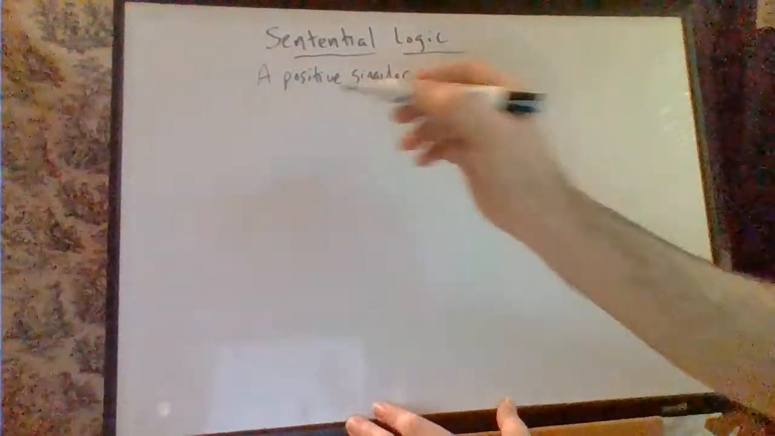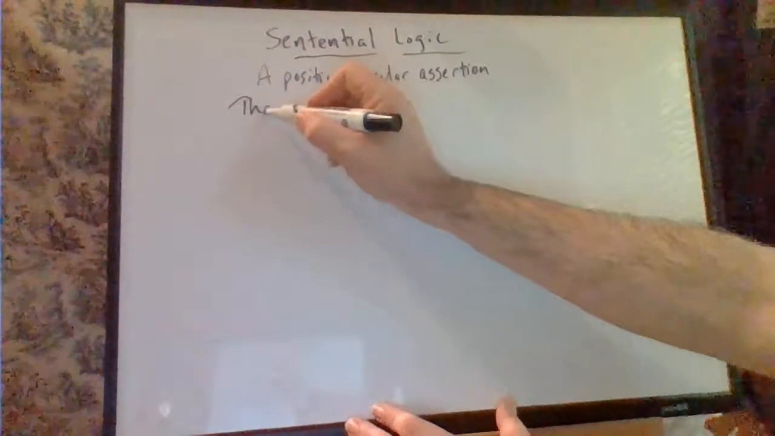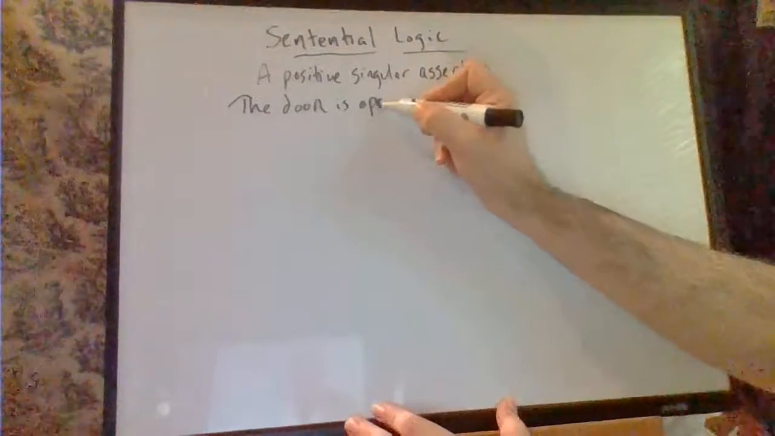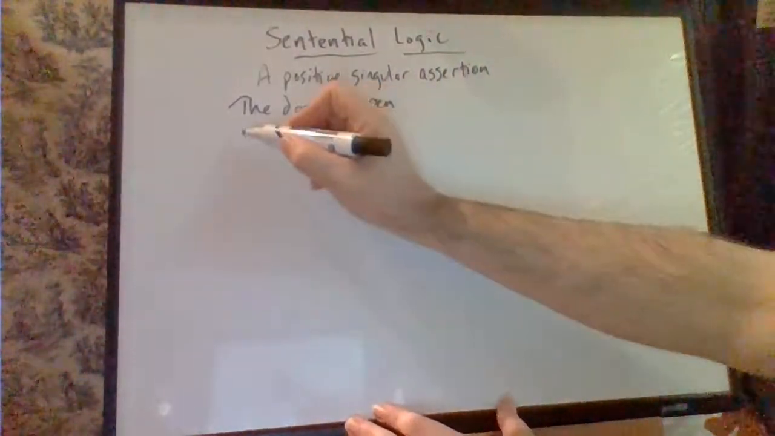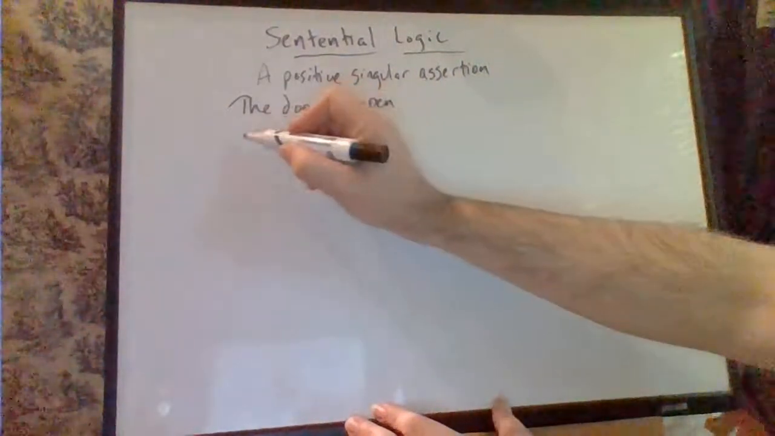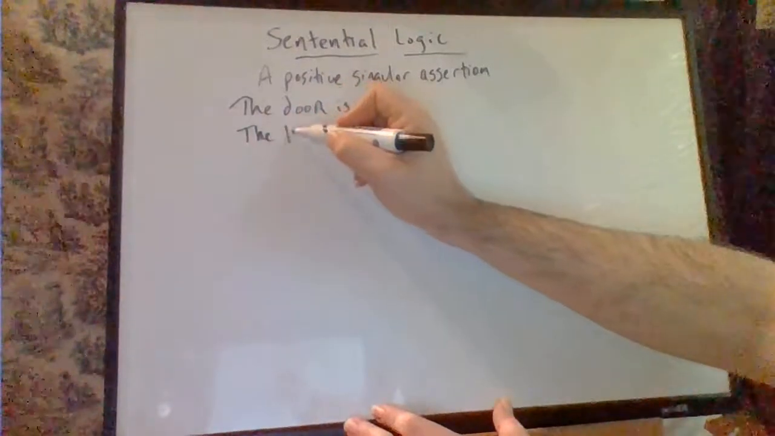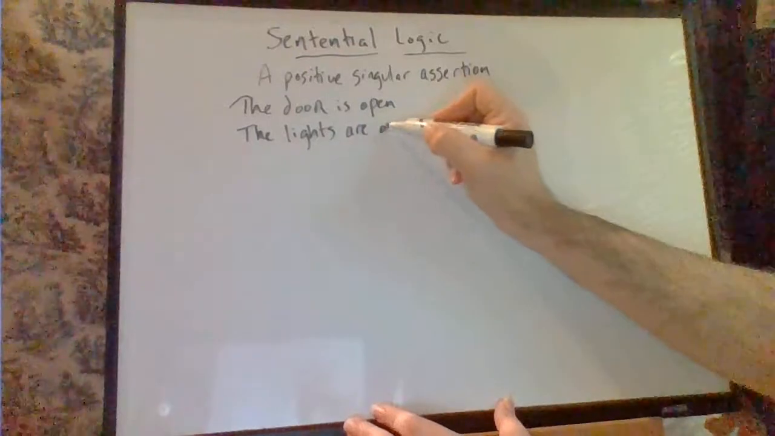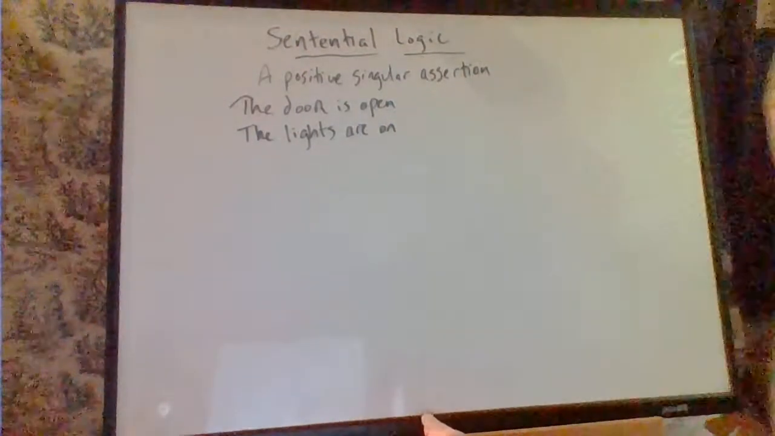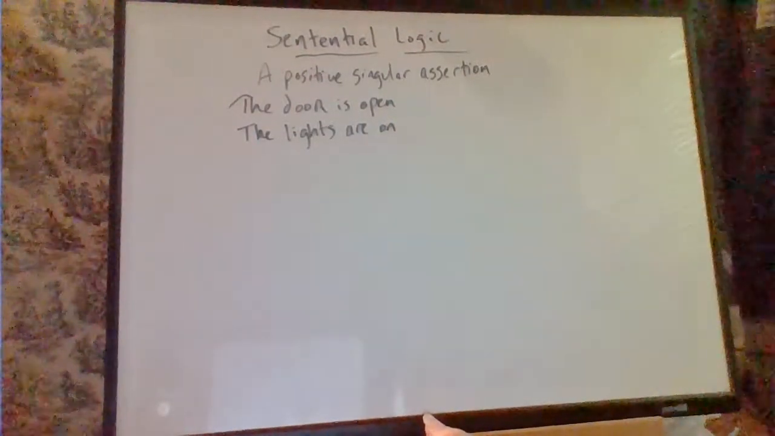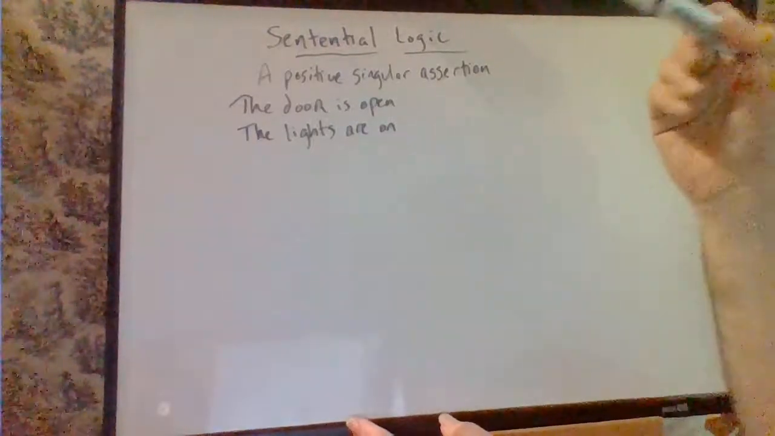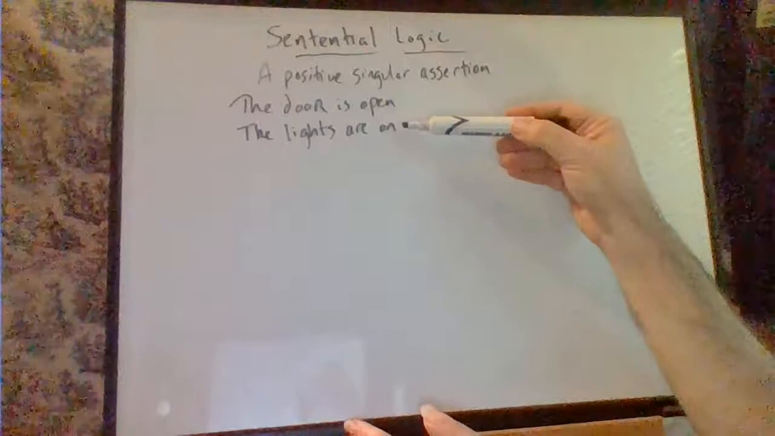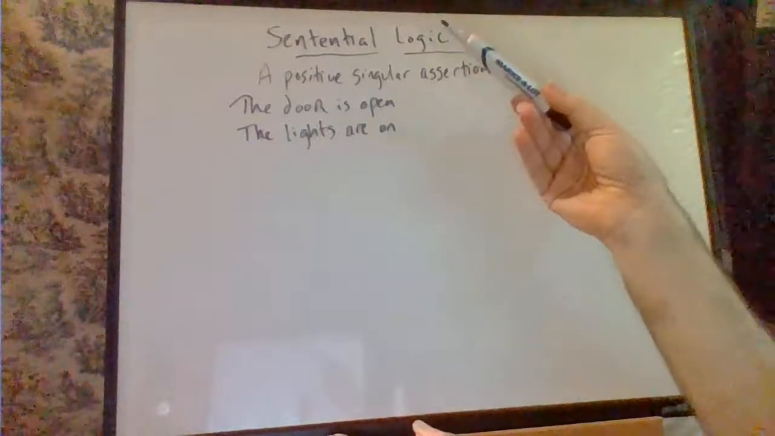So for example, the door is open. Or perhaps the lights are on. Okay, so those are both examples of statements, singular positive assertions. They're making a singular claim. The door is open. The lights are on. In both cases, they are positive claims.